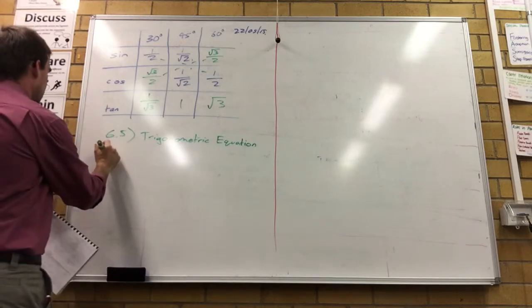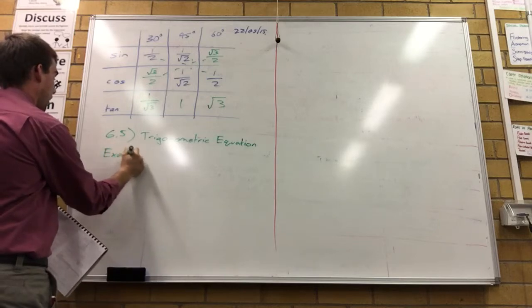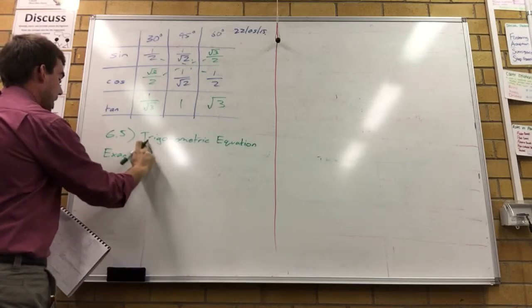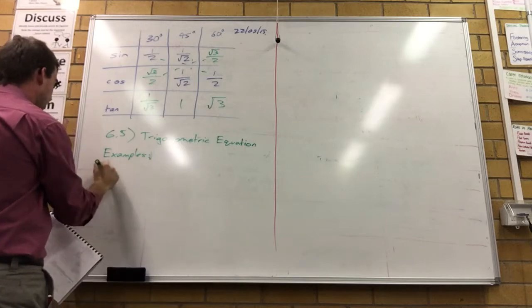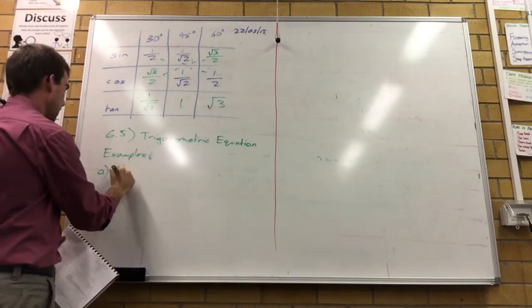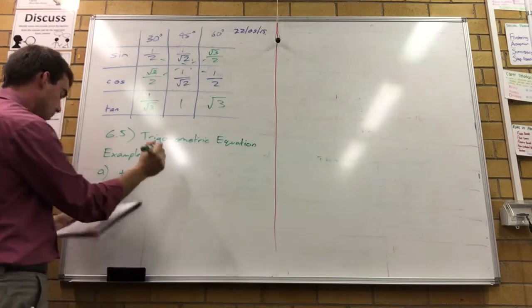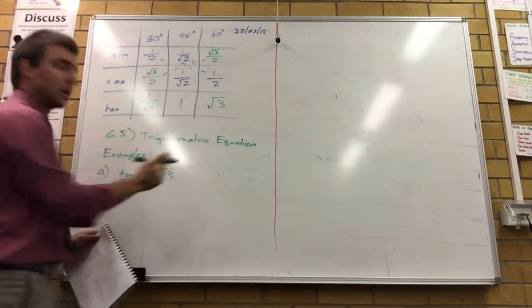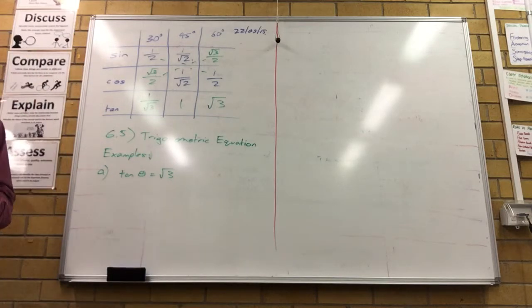Alright, so examples. Eight of them. A. So, tan of theta, which is equal to root 3. Right, so now we're using our equation skills to solve these expressions. Right, so we are solving for the angle theta. Right, so what's the value? 60. Is that the only solution? No. No, why not? Because you can do the other stuff too. Yeah, we have to do that other stuff as well.